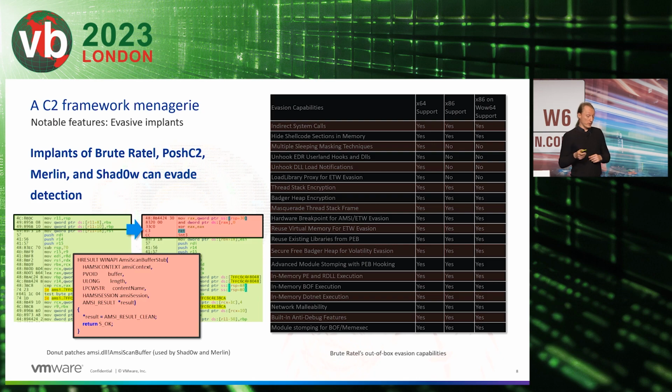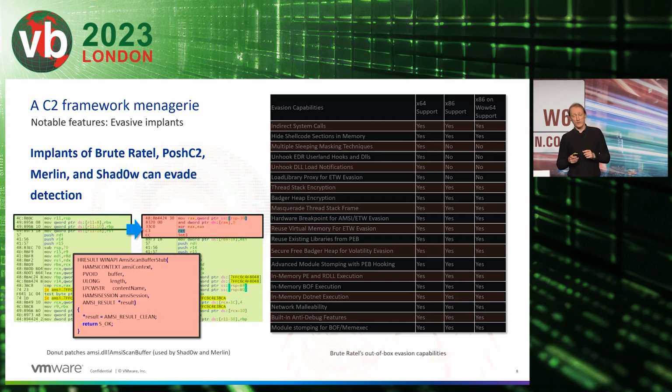Implants of BroodRatel, Posh C2, Merlin, and Shadow can evade detection. Here I'm going to split them into two subgroups. BroodRatel, Posh C2, and Shadow implement their own custom evasion techniques, whereas implants of Shadow and Merlin rely on Donut to evade detection. And what is Donut, you might ask?